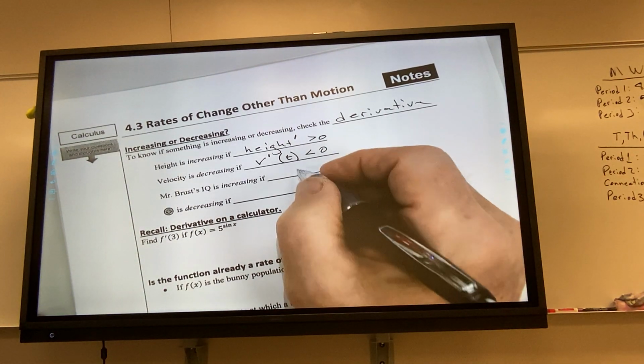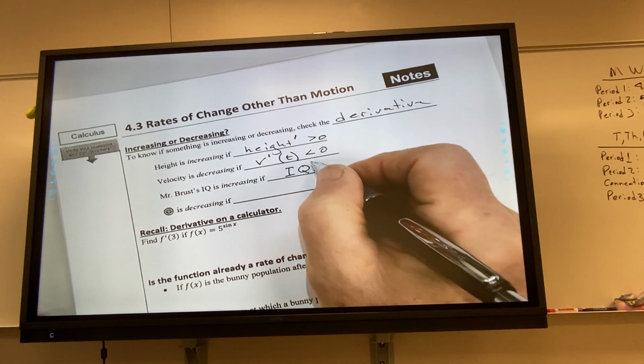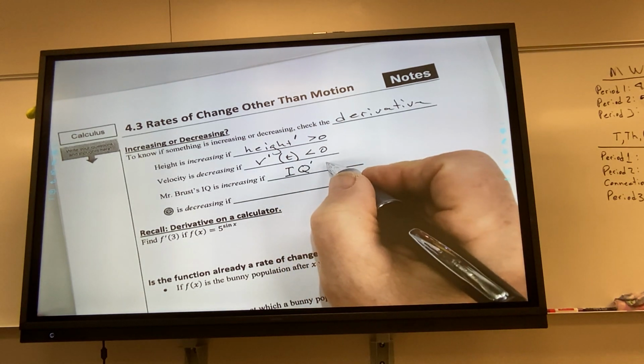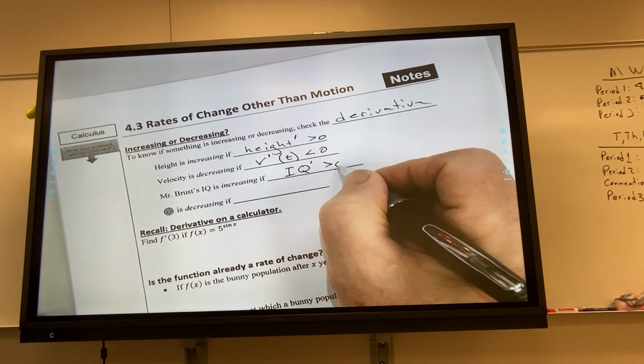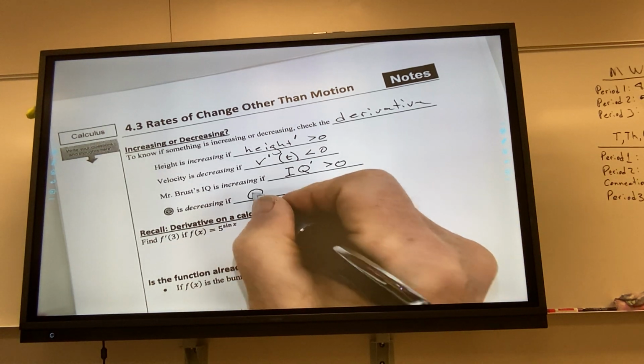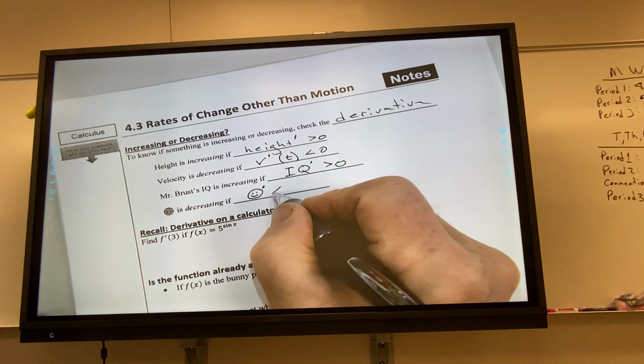Somebody's IQ, you'll look at the derivative, and if it's increasing, it's going to be positive, right? And I got a little smiley face here. You look at its derivative, if it's decreasing, it's less than zero.